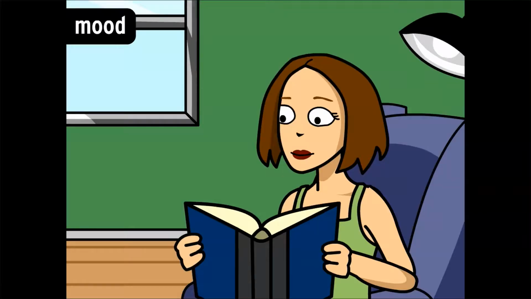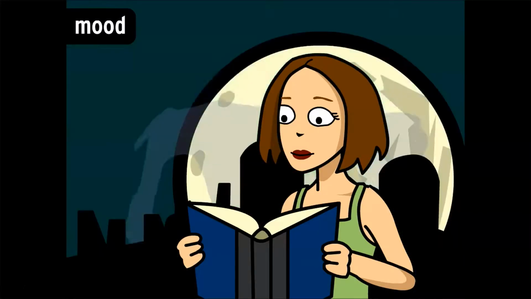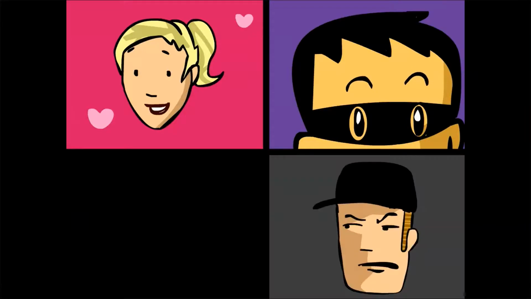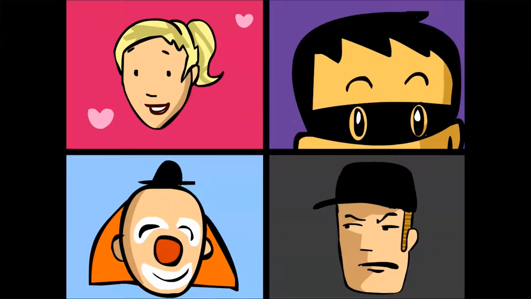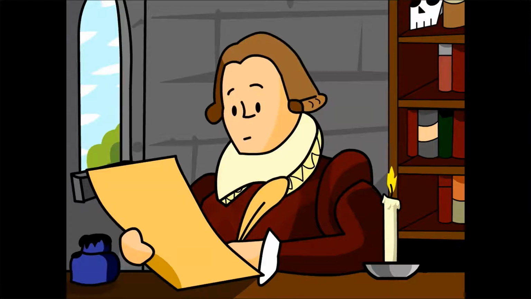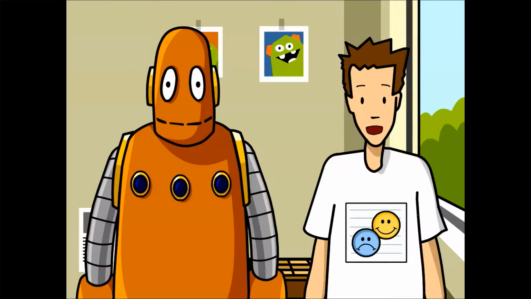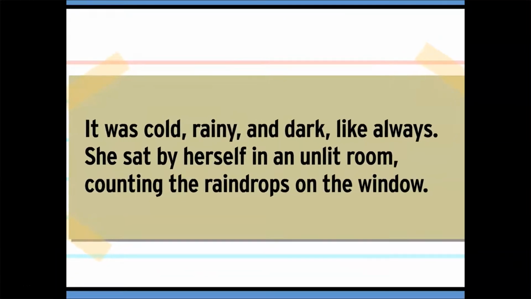Well, mood is a little different. It's the general atmosphere of a piece of writing and the overall feeling the reader gets from the piece. A mood might be romantic, mysterious, dark, lighthearted. It could be almost anything. The writer creates the mood not only by establishing characters and plot, but by describing the setting. Setting is the physical surrounding in a story or article, where and when it takes place, and what kind of things are in the background. In fact, the setting often reflects the mood without our even realizing it. Let's read this passage. It was cold, rainy, and dark, like always.